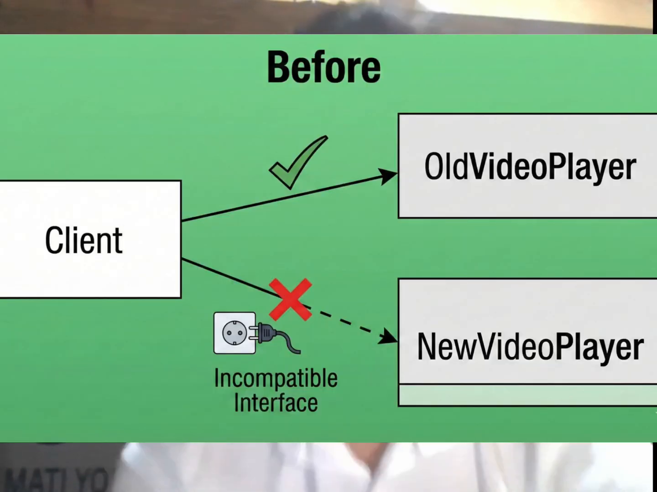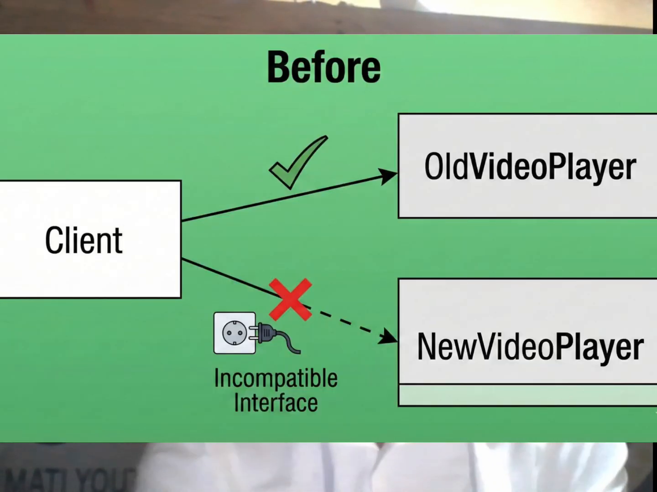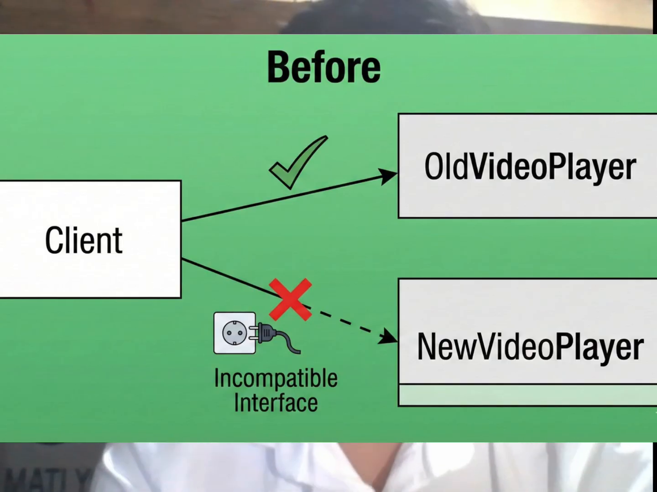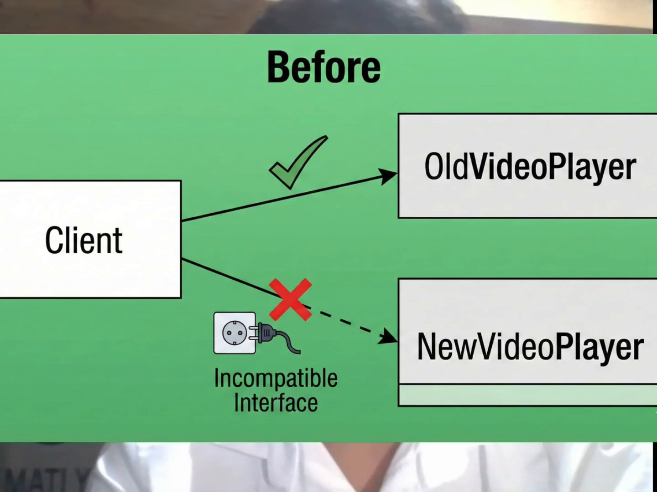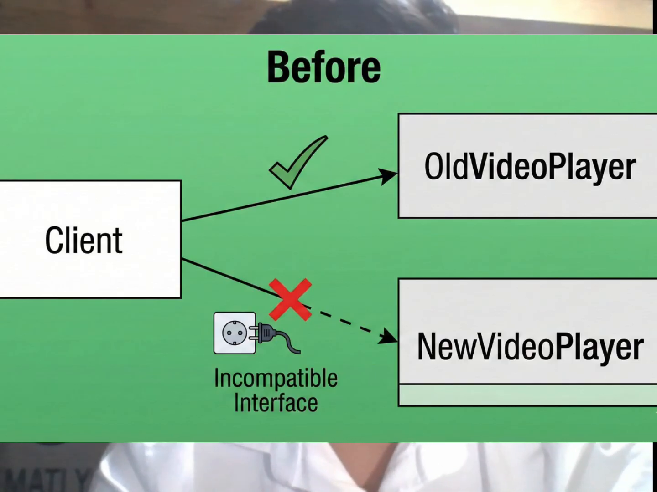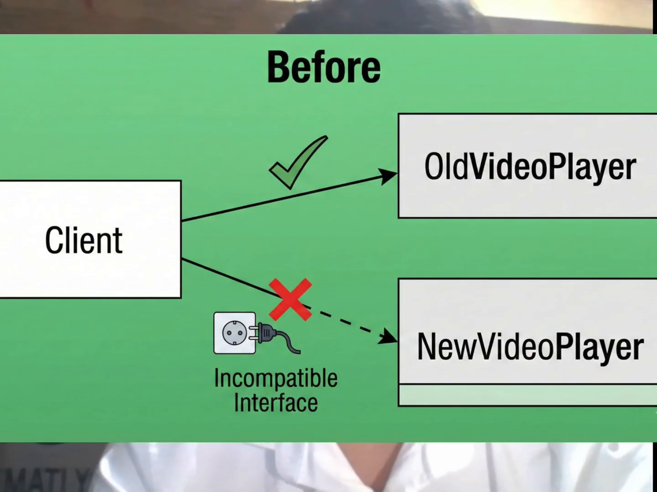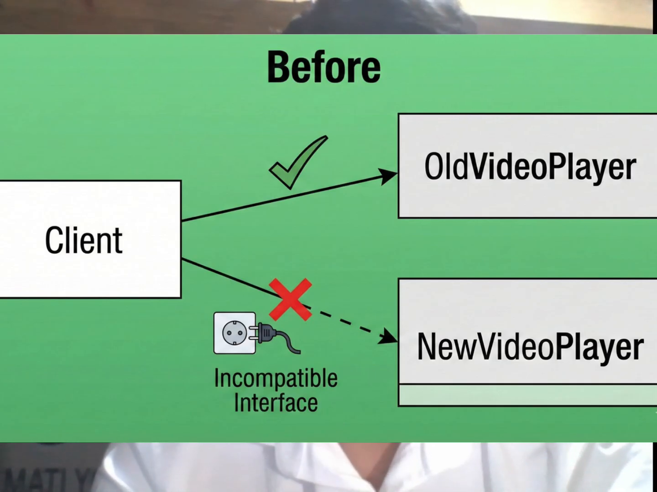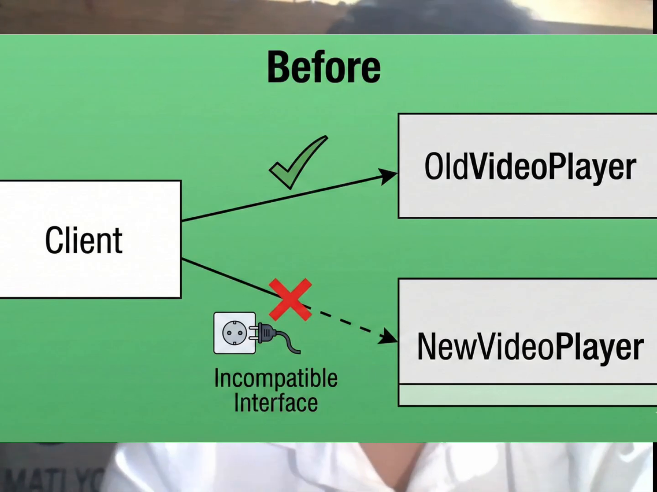Also, we have an example here, the diagram showing the client with an old video player and the client with a new video player which is not compatible. Now, the client cannot use the new class. It's like trying to plug a US device into a European outlet.